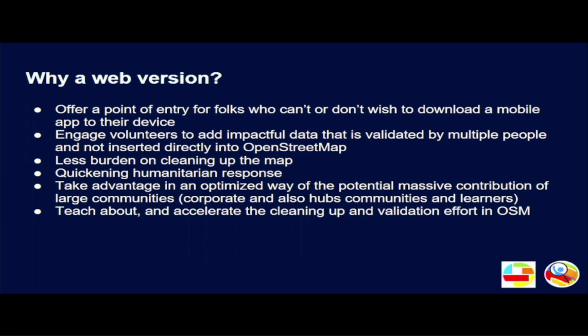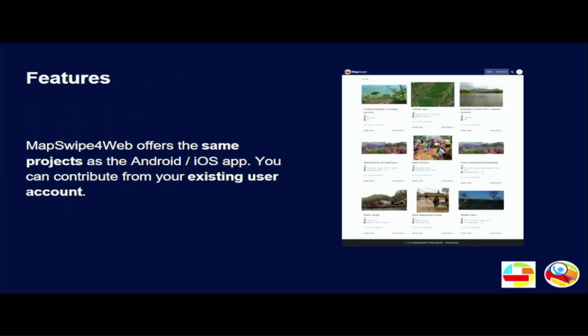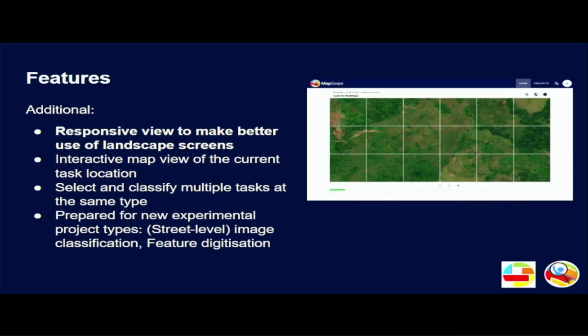Basically, the same opportunities that come with the mobile app version, we now have for the web. Mapswipe for web offers the same projects as you would access on the Android or iOS version, but now you can access them using an online account on your browser. And this is how it looks. It has a responsive view to make better use of landscape screens, an interactive map of the current task location, and you can select and classify multiple tasks at the same time.